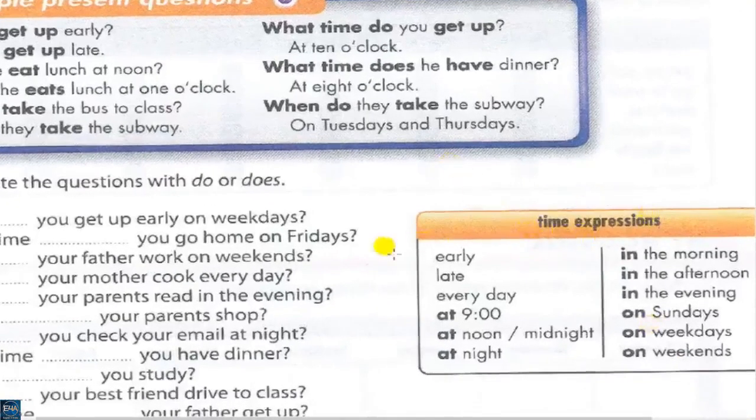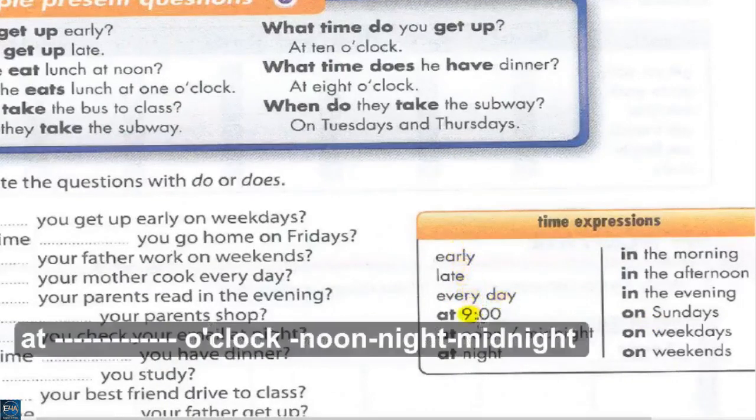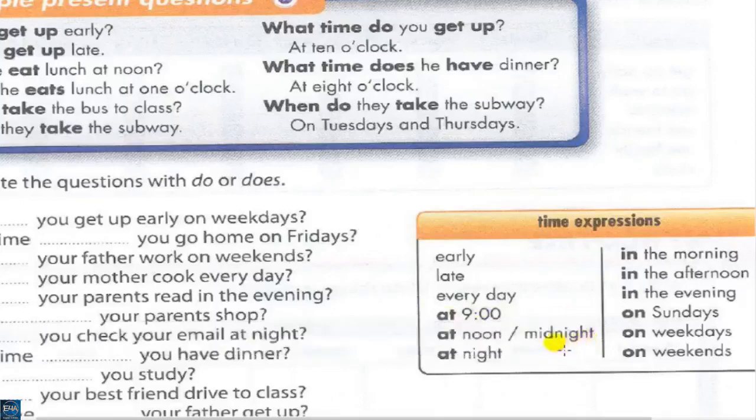Time expressions, early, late, every day. At 9 o'clock, at noon, at midnight, at night. At plus o'clock, certain time. So you will say at 9 o'clock, 7 o'clock, 8 o'clock. At noon, at 12 o'clock in the middle of the day. At midnight, at 12 o'clock at night. At night.